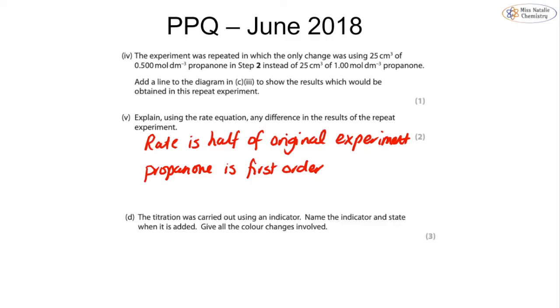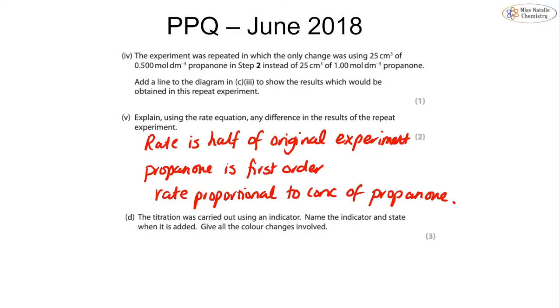We can't simply say that propanol is in the rate equation because we're already told that. We have to understand that the reaction is first order with respect to propanol. So our rate is proportional to the concentration of propanol. Meaning if we half the concentration, we're going to half the rate. If we quarter it, we're going to quarter it, or double. You can see the pattern.